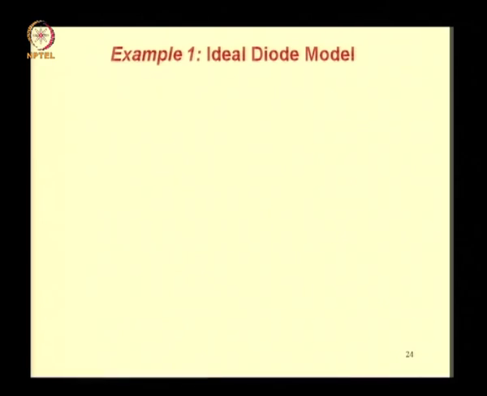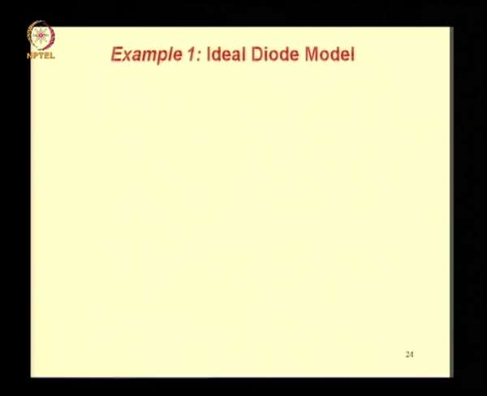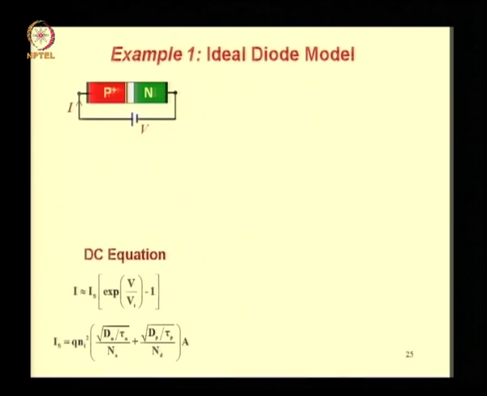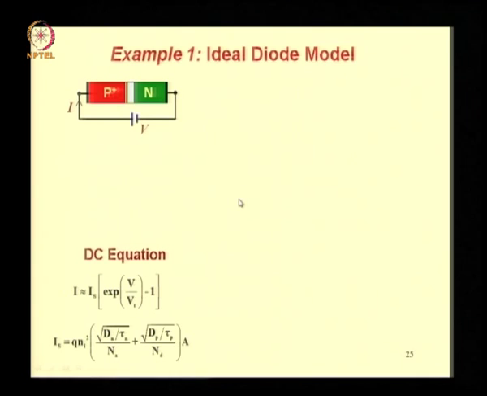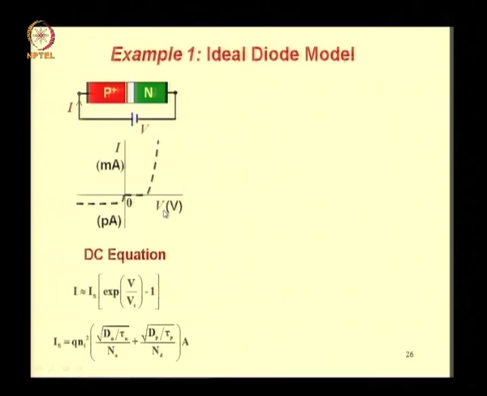Let us consider the approximations in some of the models we are familiar with. Let us look at the ideal diode model, which we presented in the very first lecture of the course. This was the DC equation, meaning equation between the current I and the voltage V. This is the biasing arrangement. This graph shows the current voltage relation predicted by this equation. Now, what are the approximations in this model?